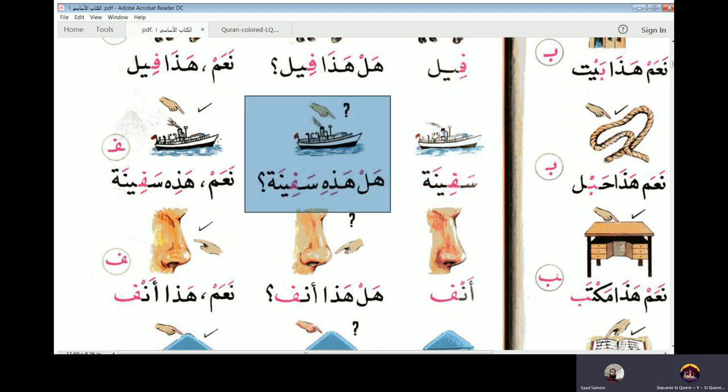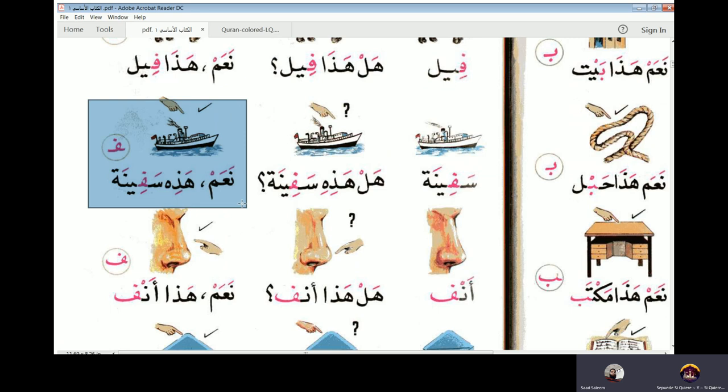Hal hadihi safina? Is this a ship? Naam, hadihi safina. Yes, this is a ship. Okay, do you know why we are using hadihi for the ship? Yes, because of the ta marbuta. Good.